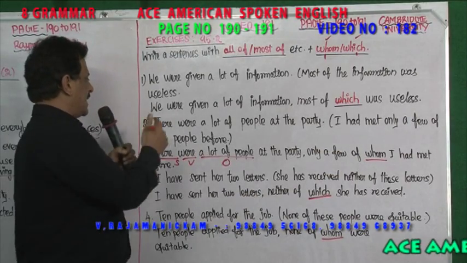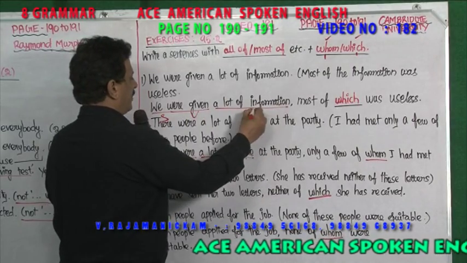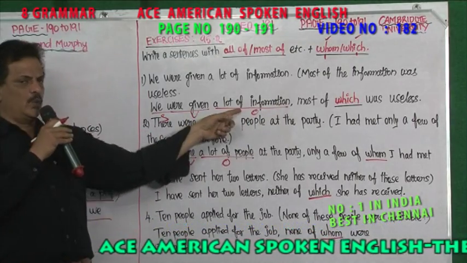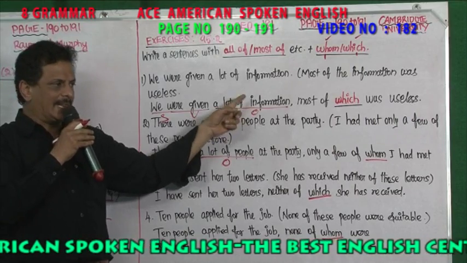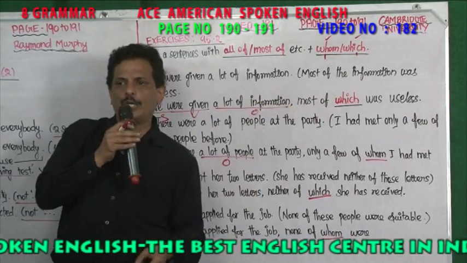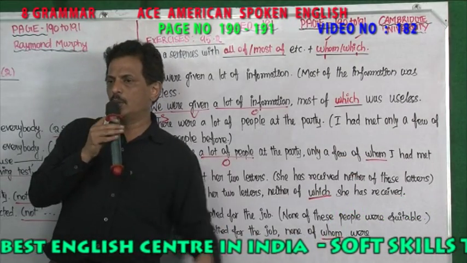Right? So in the same sentence, we is the subject, given is the verb, a lot of information is the object. When you want to inform or say about the object, which is a thing, there you are using which. When it is a person, there you are using whom.